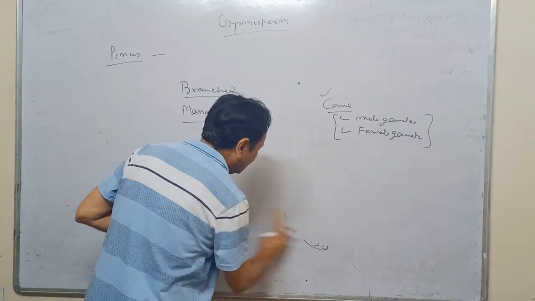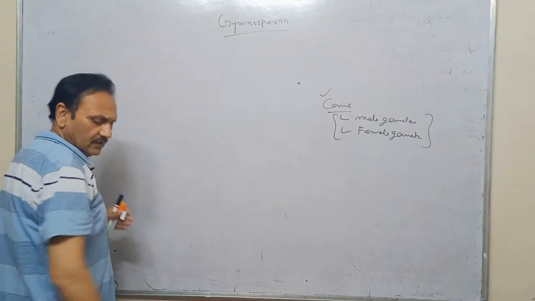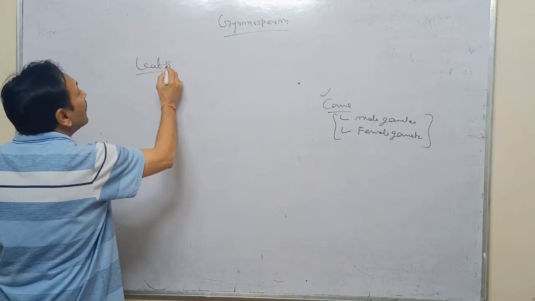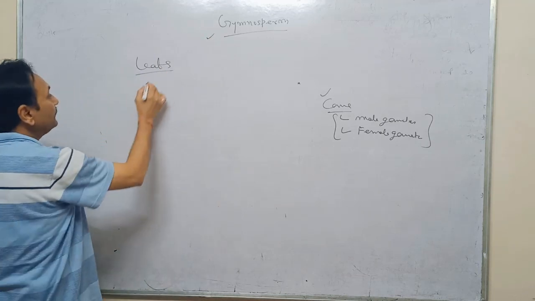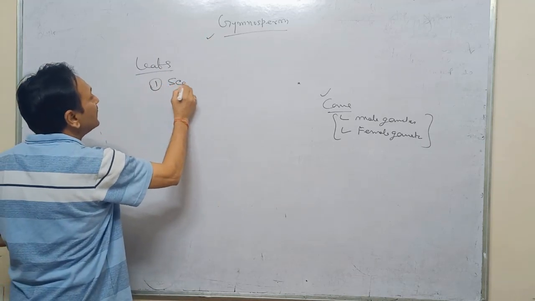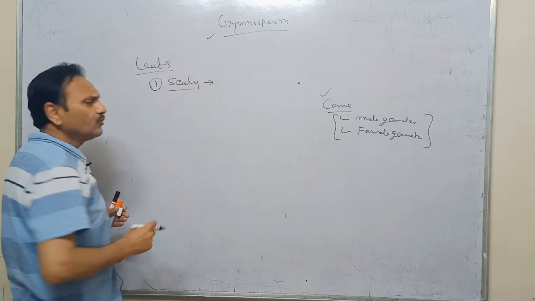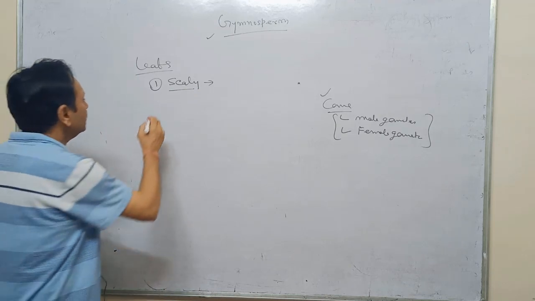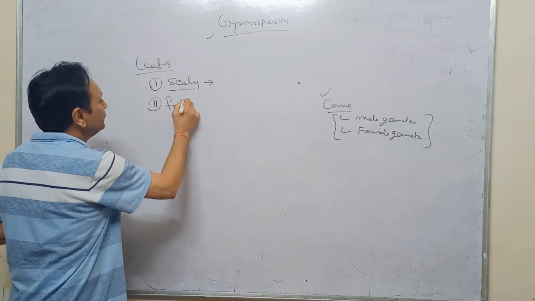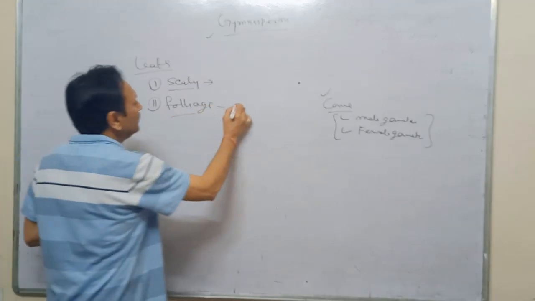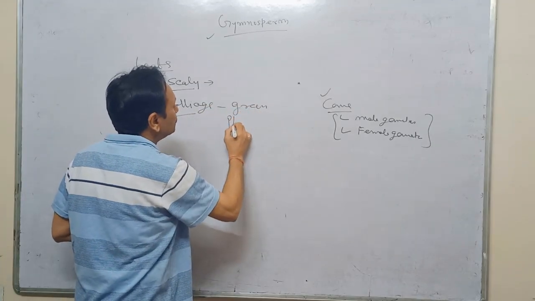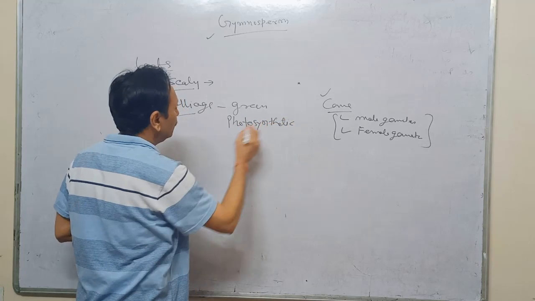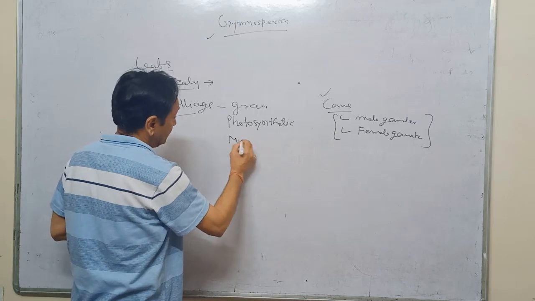In addition to that, it has been observed that the leaves of the gymnosperms are of two types. One is called scaly leaf. It is mainly to provide protection, to cover the parts of the plant. And secondly, foliage leaf. It is actually green, photosynthetic, and needle-like.